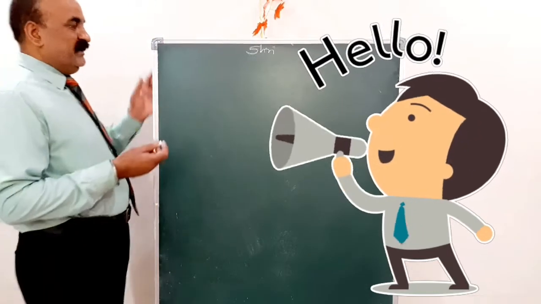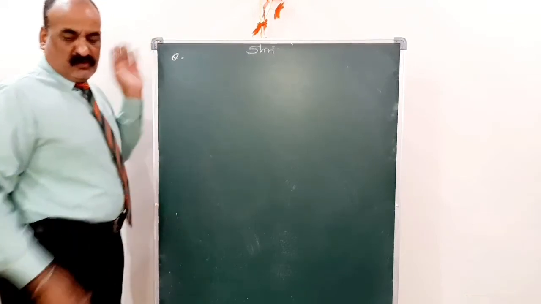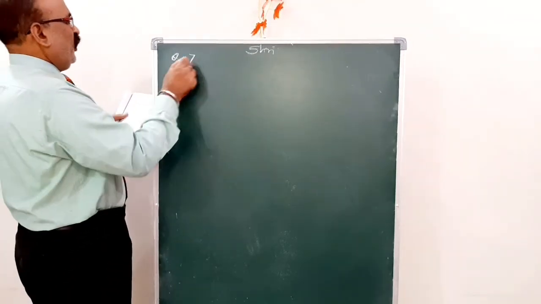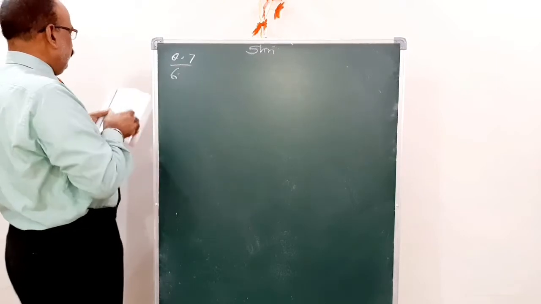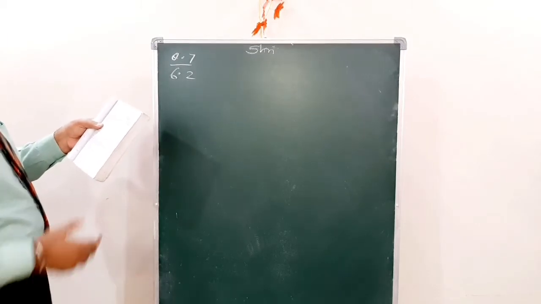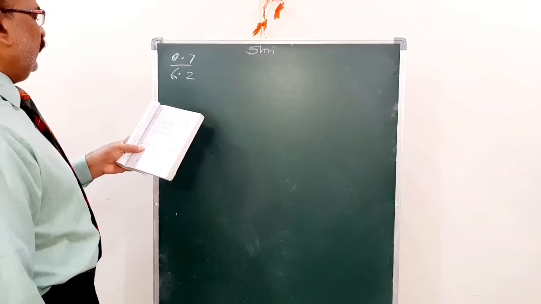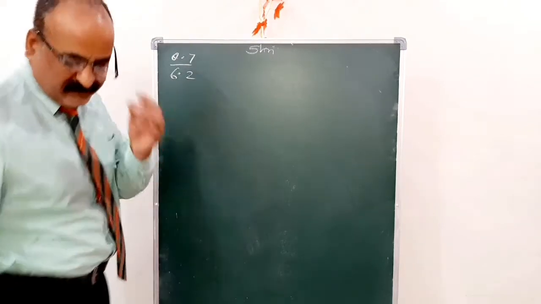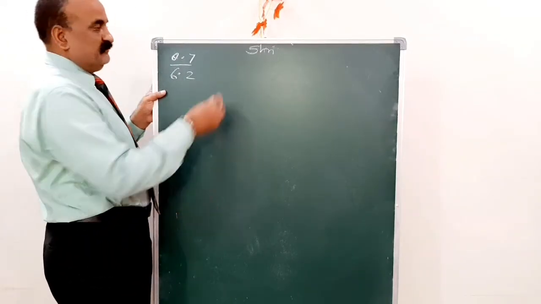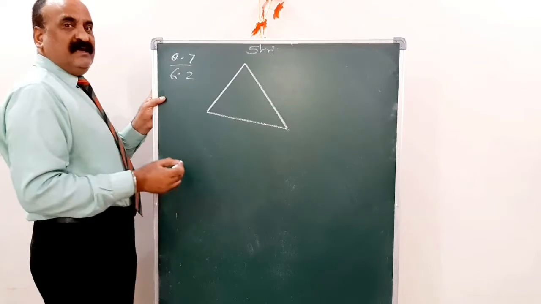Now, what I will take today are the questions from exercise 6.2, similar triangles. See question number 7. Using Theorem 6.1, prove that a line drawn through the midpoint of one side of a triangle parallel to another side bisects the third side. It means the midpoint theorem which you have done in class 9th. And now you have to prove this in class 10th with the help of Thales theorem.